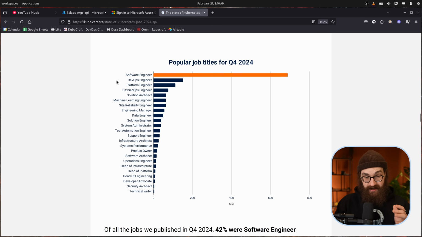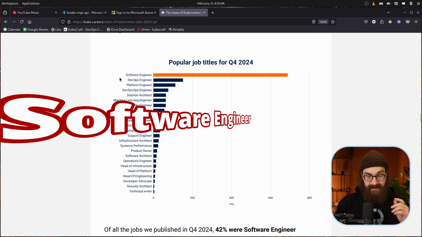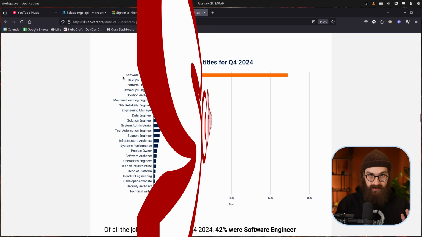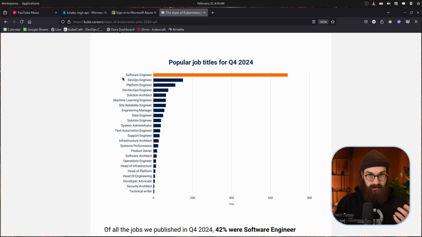And as you can see here, the most popular job title in the Kubernetes market is software engineer, which might be very surprising because you might think that it's just for infrastructure, DevOps, and platform engineers. But no, there is a different trend happening, and this is why you should be learning Kubernetes today.